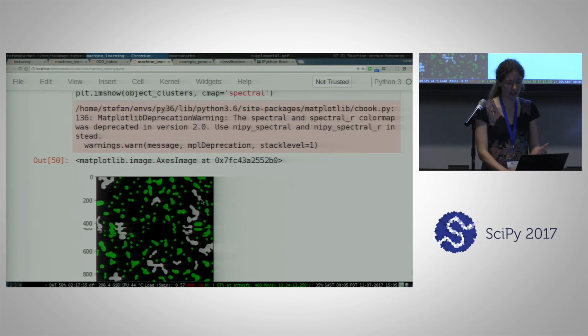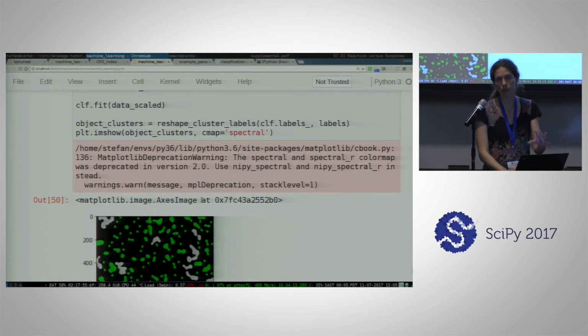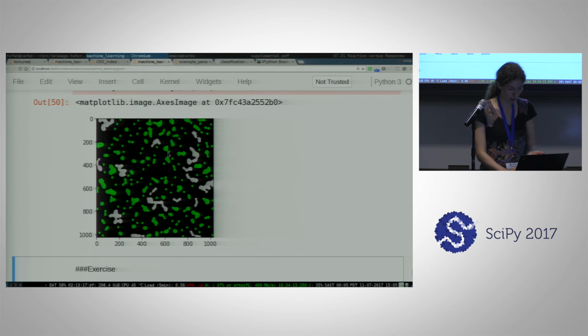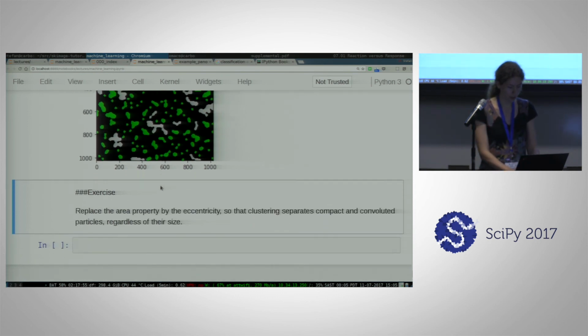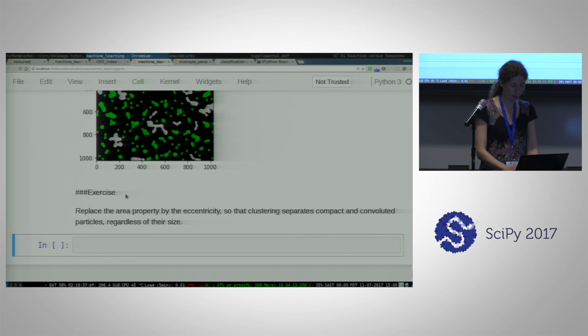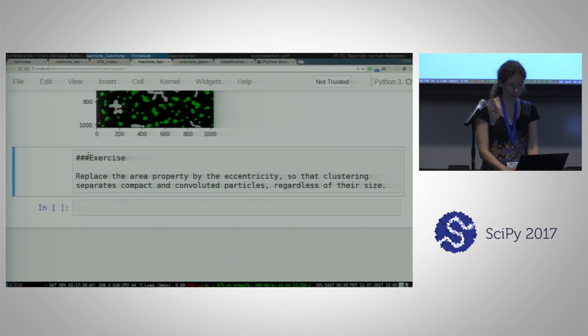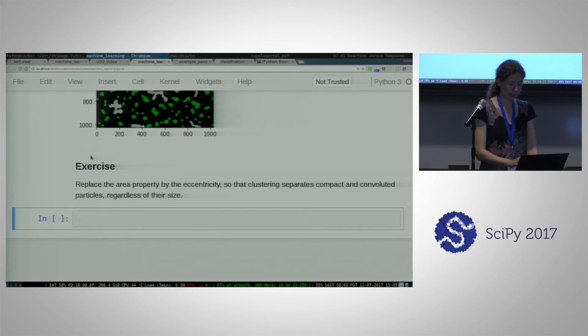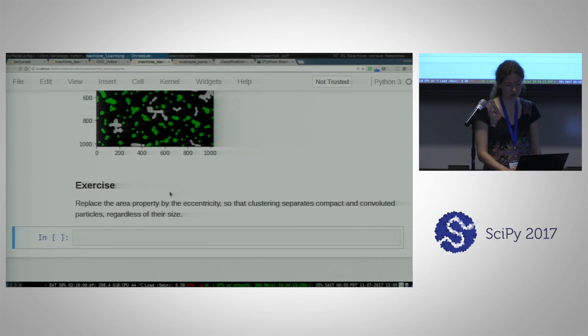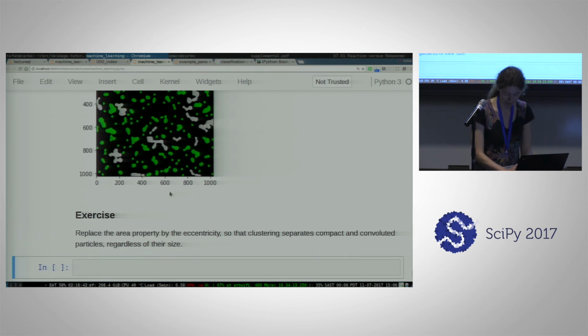However, in my properties, I included area, and here when I look closer at my image, I see that some objects are quite long and not compact, but they are small. Therefore, maybe it was not such a good idea to use the area property. So my final exercise for you will be to copy and paste this code and to replace the area property by the eccentricity, and to see if you get a clustering that is different from what we have done yet.